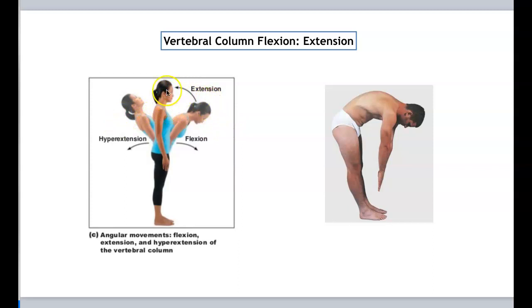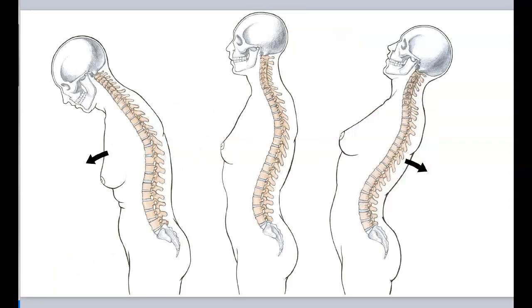So flexion, extension. Here he's showing you this is flexion. Flexion, forward movement. Extension, you're back in the anatomical position. Hyperextension, you're bending back. I would just say here you are in neutral position. Flexion, extension of the vertebral column.